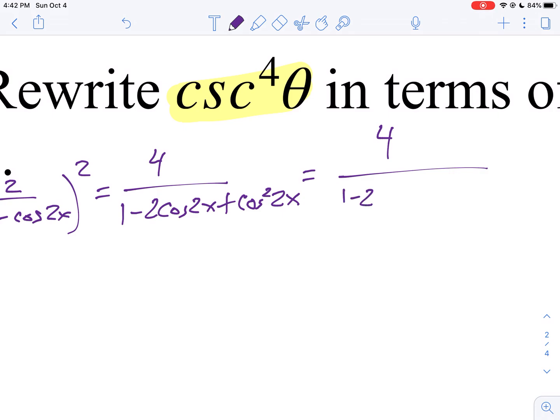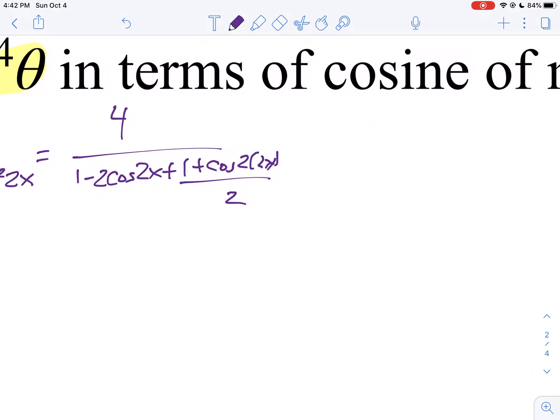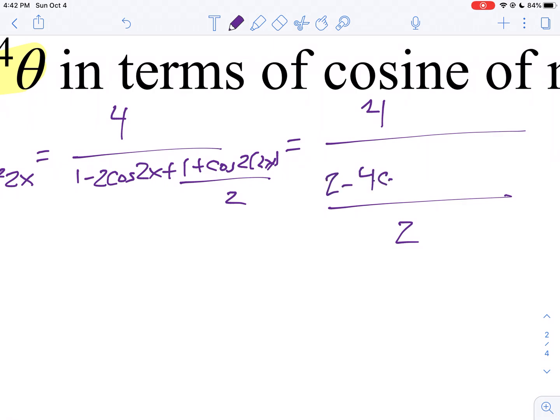1 minus 2 cosine 2x plus 1 plus cosine 2 of 2x. Because now my theta is 2x, all over 2. Now we're just going to simplify that. So I'm going to rewrite this as 4 over, let's get a common denominator. Well, my common denominator is going to be 2 down here. So I'm going to have 2 minus 4 cosine 2x plus 1 plus cosine 4x.